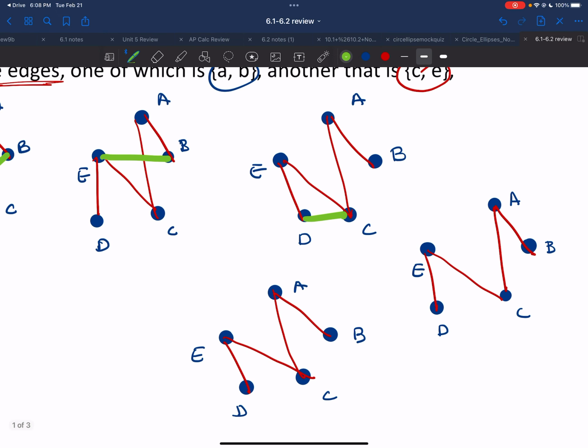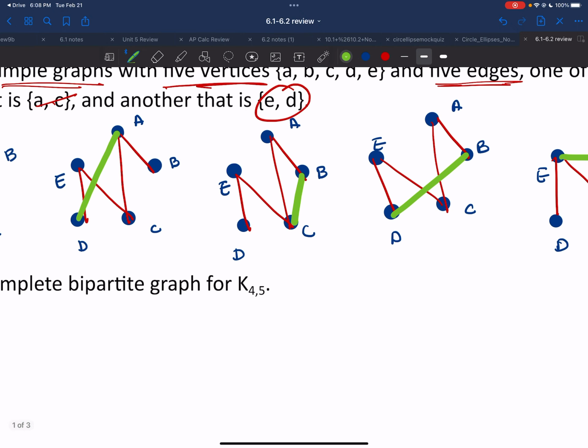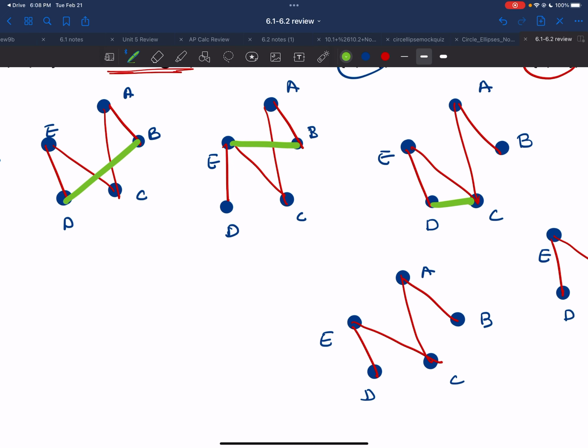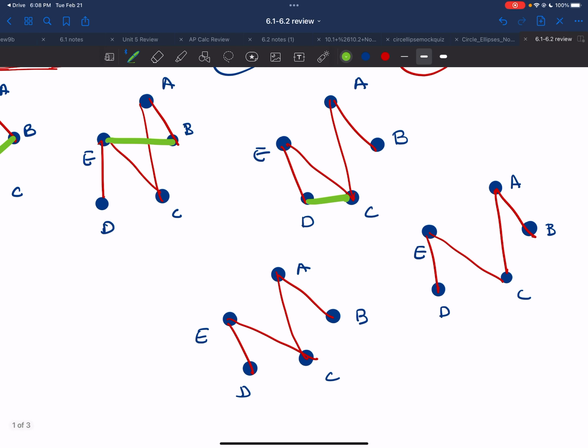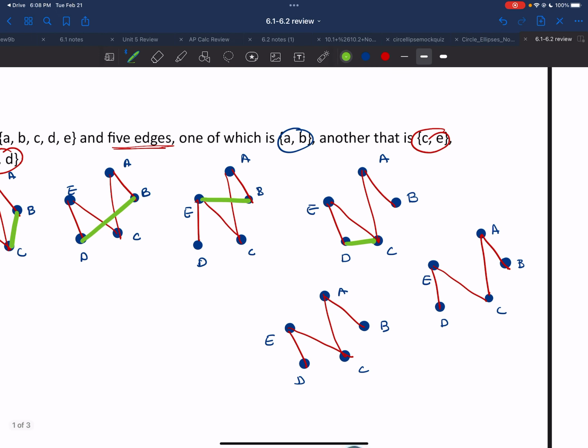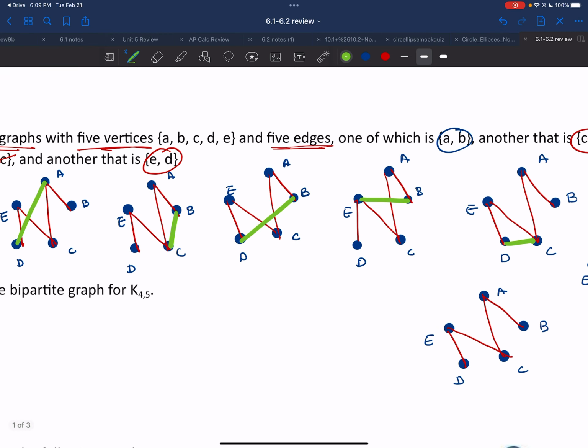Did we have A and D connected? Yep. A and D we had connected. And B, did we have B and D? Yeah, we had B and D connected. So I don't know that we have any more. Stop me if I'm wrong, but I think we've got pretty much everything we could possibly have. So B and E, B and D, C and D. We already have C and B. Yeah, I think that's it.